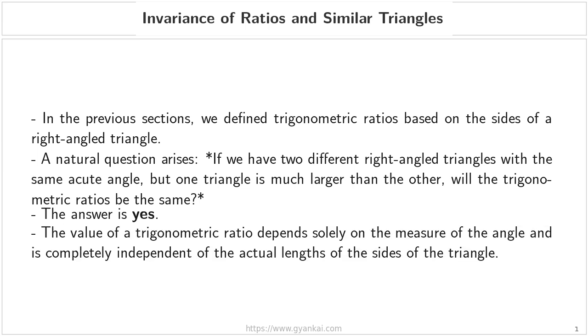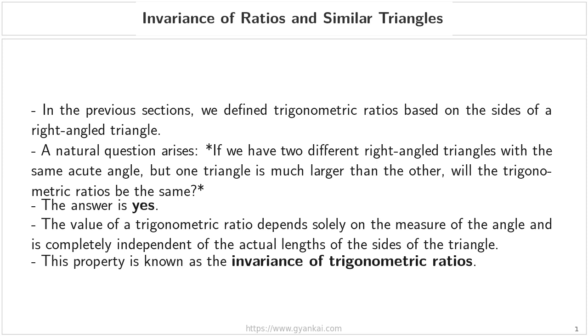It is crucial to understand that the value of a trigonometric ratio depends solely on the measure of the angle itself. It is completely independent of the actual physical lengths of the sides of the triangle. Whether the triangle is tiny or massive, if the angle is the same, the ratio is the same. In mathematics, we refer to this fundamental property as the invariance of trigonometric ratios. In the next few slides, we are going to use the concept of similarity to prove exactly why this is true.